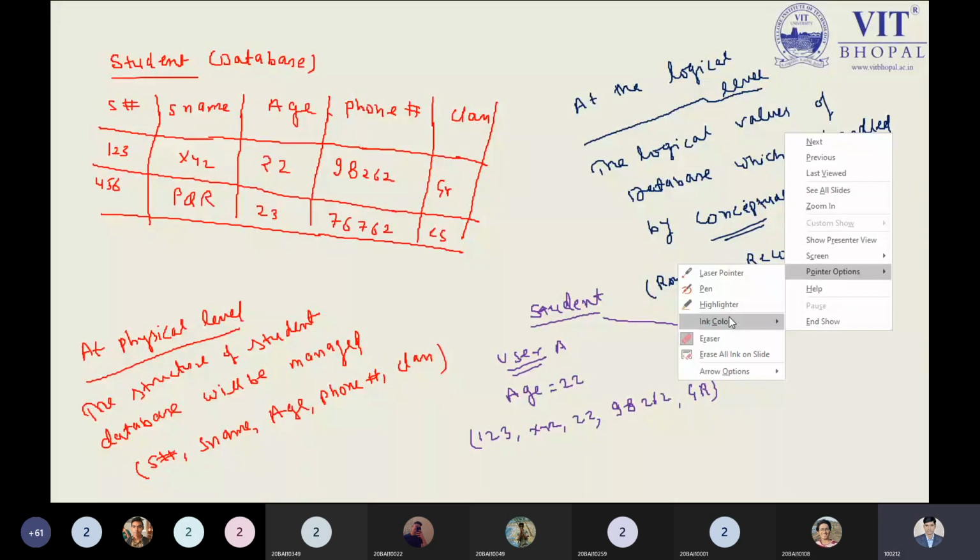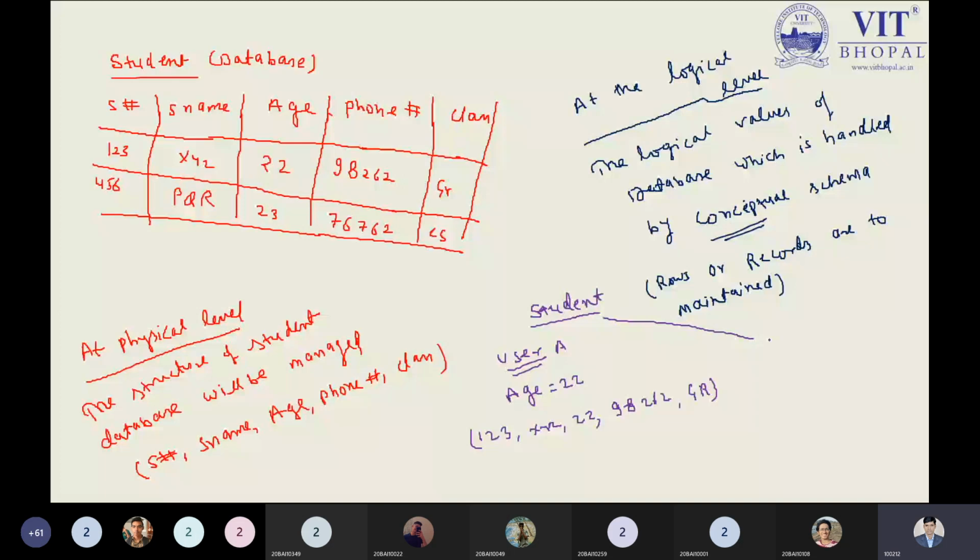So another user B needs to see the student who belongs to the roll number 456. I need to see the age of such a student. So what detail am I getting? I am getting the student roll number and his age. So what are the two fields I am getting? One is the student number 456 and the age, that is 23.